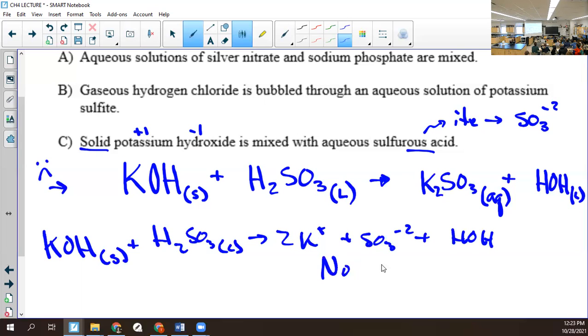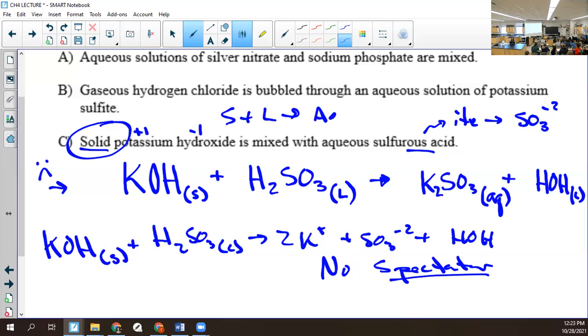Okay, so no spectators. It's not super common, but if you have a solid plus a liquid, even if it makes an aqueous over here, if you have a solid or liquid, it doesn't matter what they make. There's not going to be any spectators.